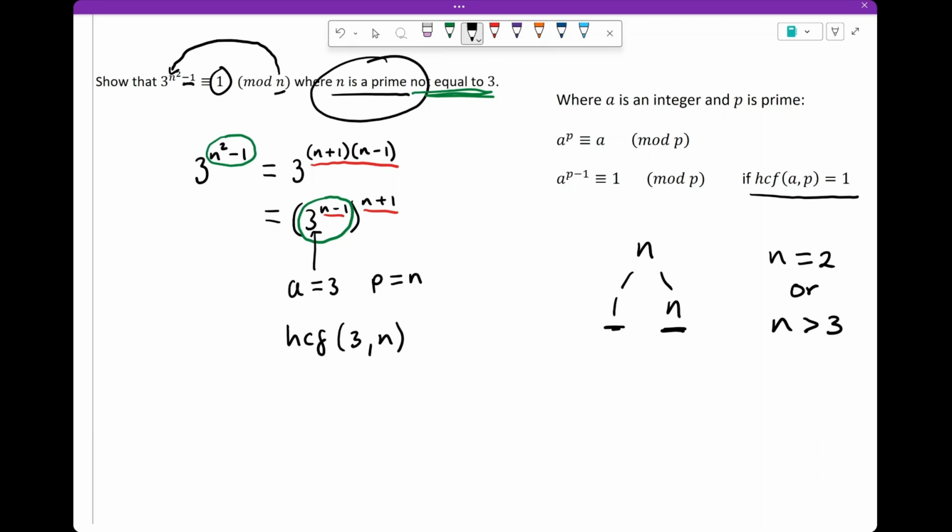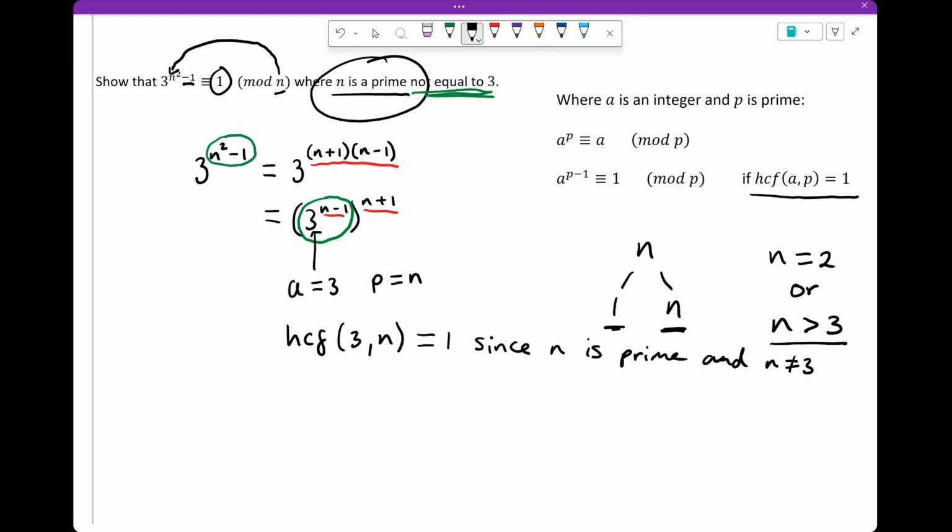So if n is equal to 2, well, 2 is not a factor of 3. So therefore, the highest common factor of 3 and n would have to be 1. Now let's consider the scenario when n is greater than 3. Well, if n is bigger than 3, n cannot be a factor of 3. So therefore, n cannot be the highest common factor of 3 and n. So therefore, the highest common factor will have to be 1. So we can conclude in all circumstances for n where n is prime and not equal to 3, the highest common factor must be 1. So I'd say since n is prime and n is not equal to 3.